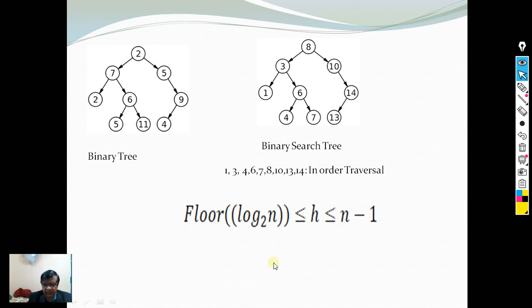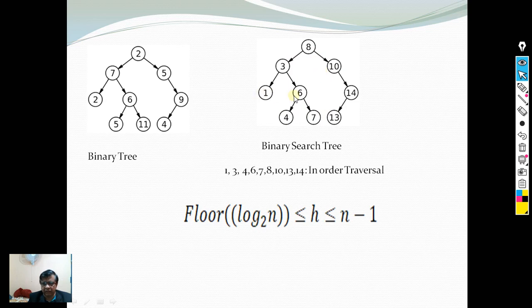Height of a binary tree. The height of a binary tree is related by this expression: the height should be greater than or equal to floor of log n and lesser than or equal to n minus 1. In this example, n is the number of nodes: 1 2 3 4 5 6 7 8.